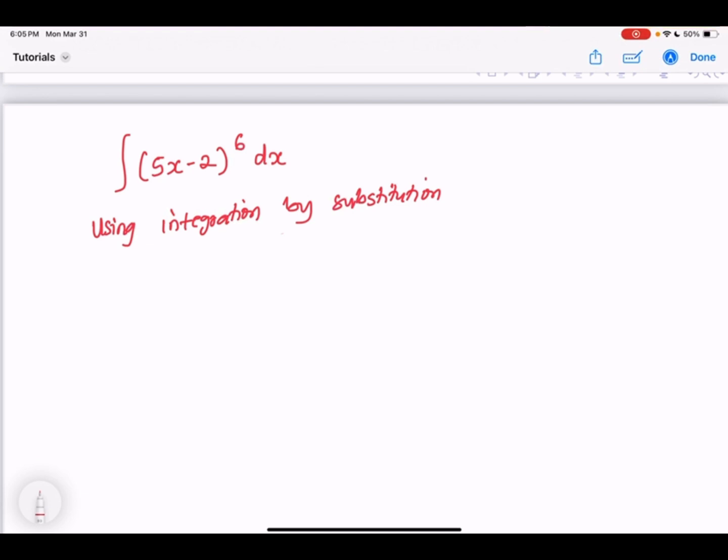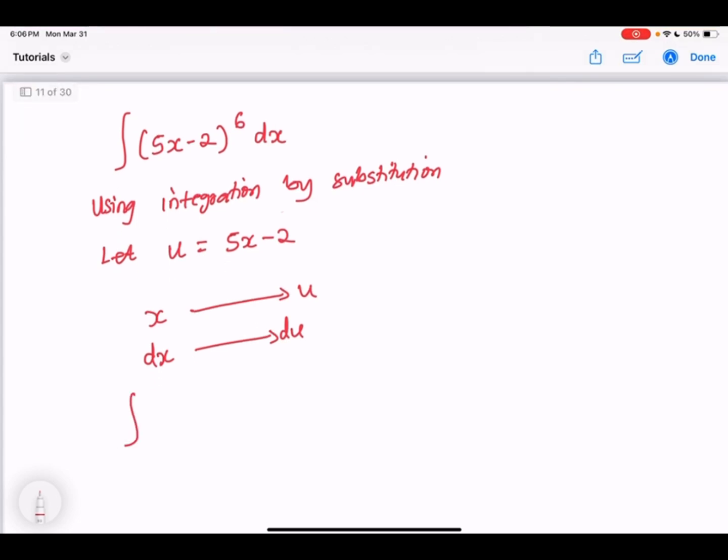So using integration by substitution, we let u be equal to 5x minus 2. All that we want to do is transform from the x domain onto the u domain, right? So which implies that we should change the x, because the x is in the x domain, right? So we should change from the x to the u, and we should change all these guys from x to u. So that's all that we have to do. So our integral will now become integral.